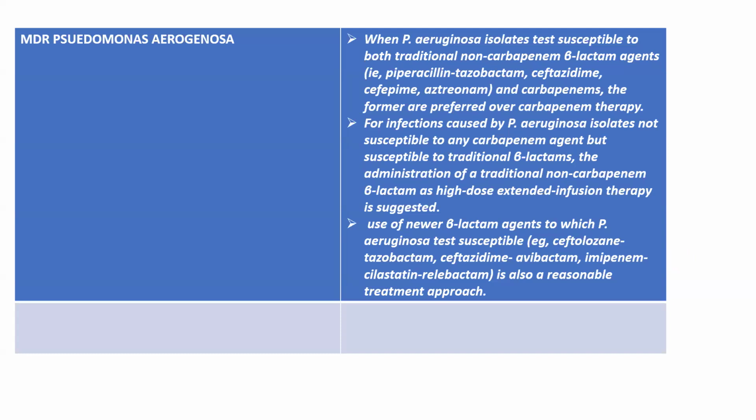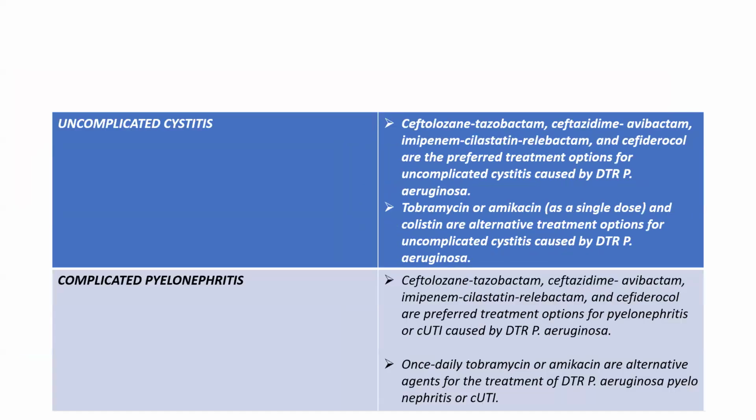For infection caused by a Pseudomonas aeruginosa isolate non-susceptible to any carbapenem agent but susceptible to traditional beta-lactams, the administration of traditional non-carbapenem beta-lactams as high-dose extended infusion therapy is suggested. The use of newer beta-lactam agents to which Pseudomonas aeruginosa is susceptible, that is ceftolozane-tazobactam, ceftazidime-avibactam, and imipenem-cilastatin-relebactam, is also a reasonable treatment approach.